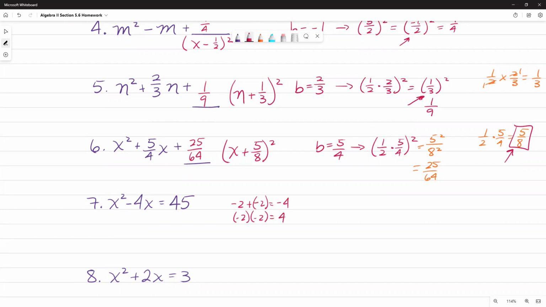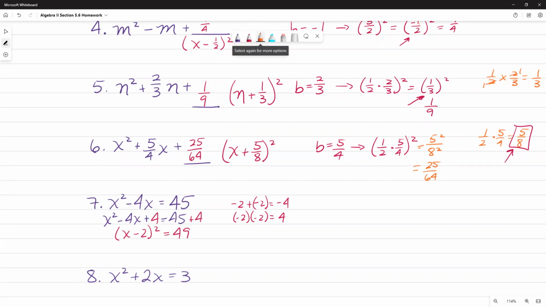So I'm going to add, so this is x squared minus 4x plus 4. It's going to equal 45. But if I add 4 to one side, I have to add 4 to the other side. So I end up with, this one becomes x minus 2 squared equals 49.